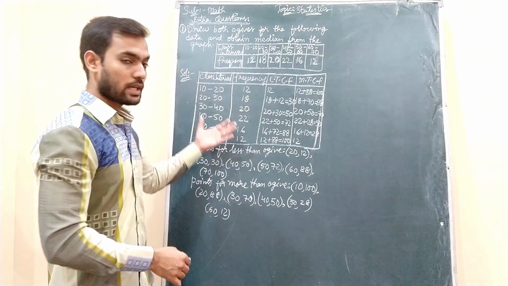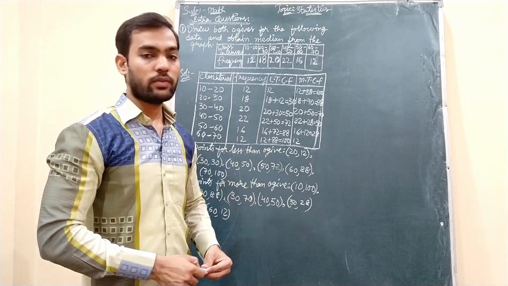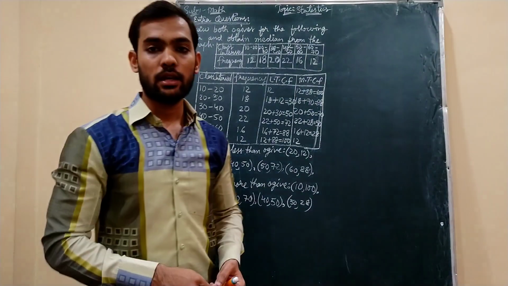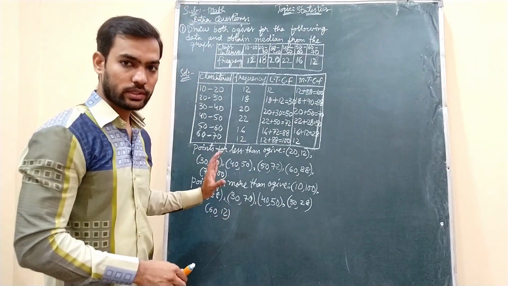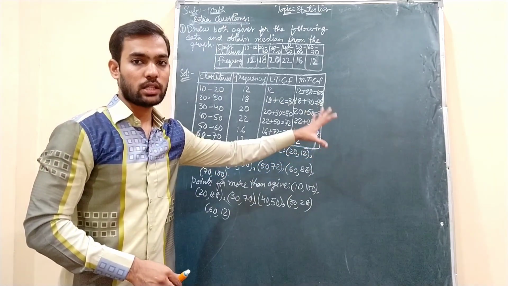Okay, students, we have got all the points for less than ogive as well as for more than ogive. Now we will draw both the ogives in the graph paper, and also we will obtain the median from the graph. Just note down all this in the written part, and then by using these points we will draw the ogive.